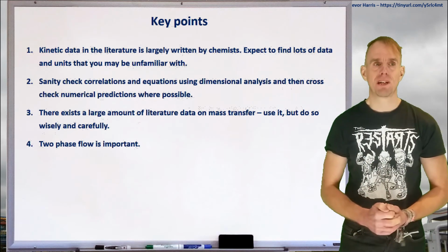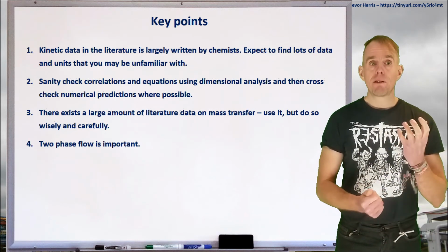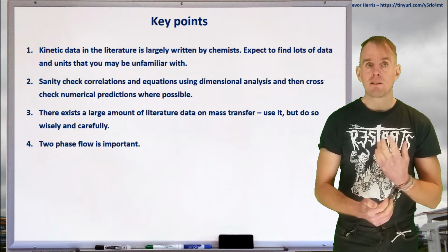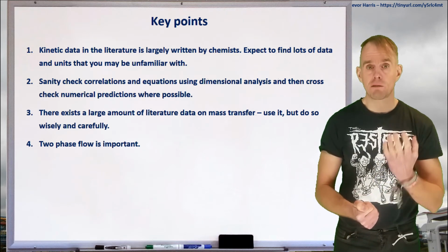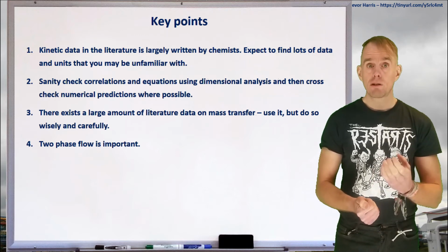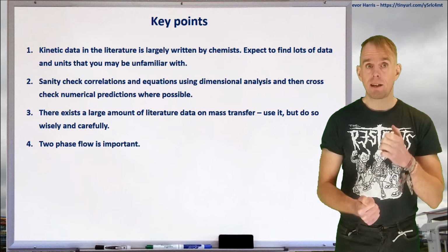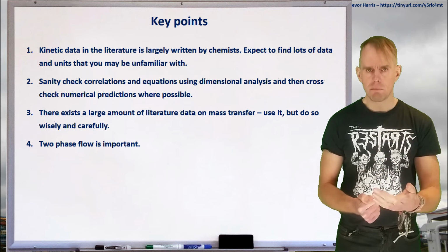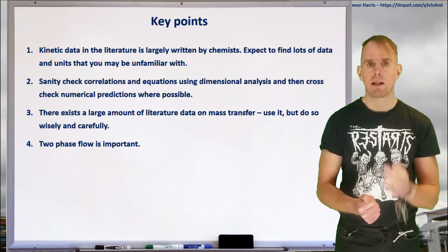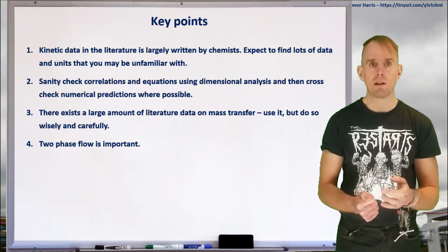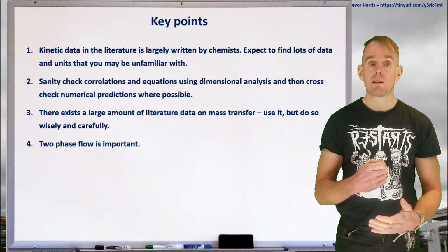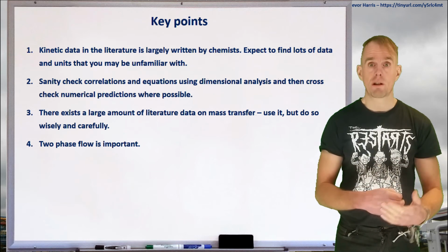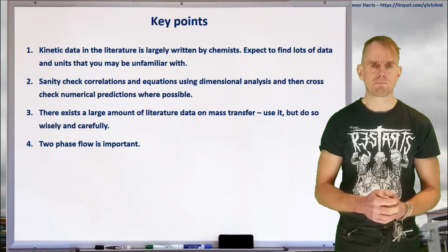So let's summarise a few key points. Remember that when you look at the literature for kinetic data, it's largely written by chemists, and they will have used units that are convenient experimentally for them. So you will have to think carefully about what these units mean and about how you calculate the rates based on those units. And as we've seen in this example, you might have to do quite a bit of digging to find out things like oxygen concentrations or dissolved gas concentrations.